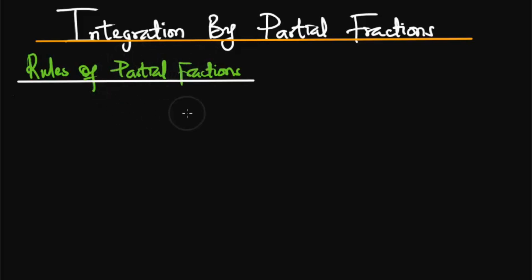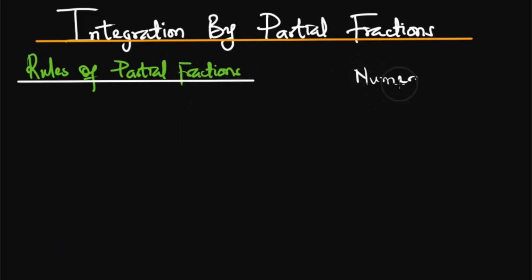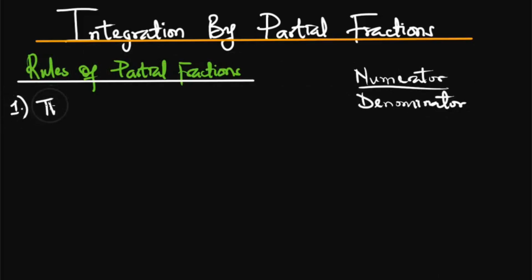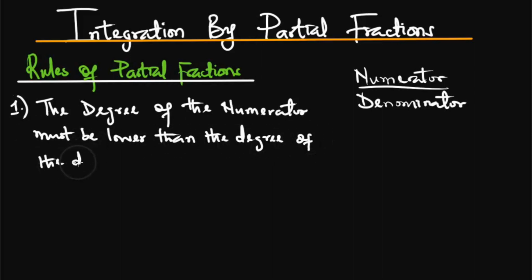From the term partial fractions, we know that we are dealing with fractions, right? And fractions consist of the numerator and the denominator. Okay, so the first rule is that the degree of the numerator must be lower than the degree of the denominator. So what does this mean?